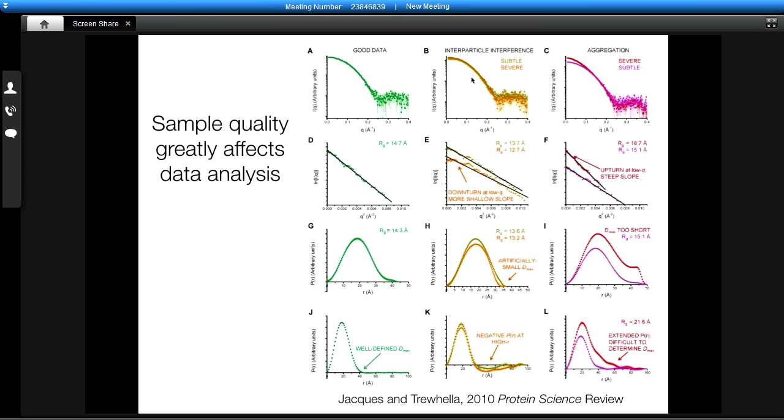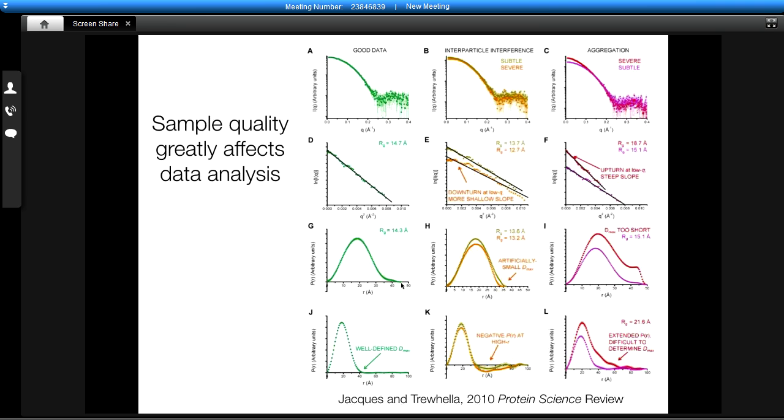In the case of repulsion, some kind of interparticle interference, we've got both subtle and severe. You notice that for the severe case, you see this sort of negative curvature in the Guinier region that I mentioned before. You also see a substantial decrease in the apparent Rg from your Guinier plot, from the slope of that line. And so you also get a decrease in your Dmax.